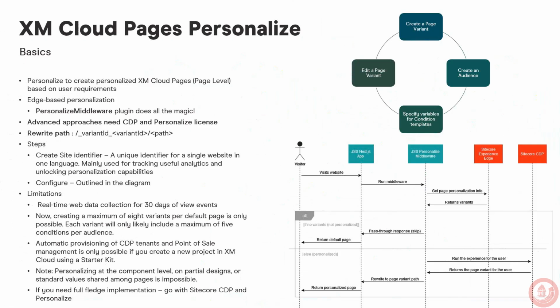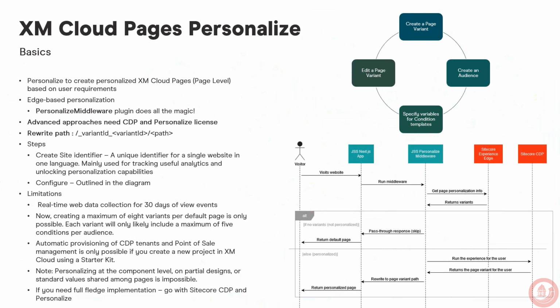Now let's talk about the limitations. It only collects the real-time data for 30 days for view events. You cannot have more than that. If you need more than that, that means you need to have a Personalize license. Then you can have more data.